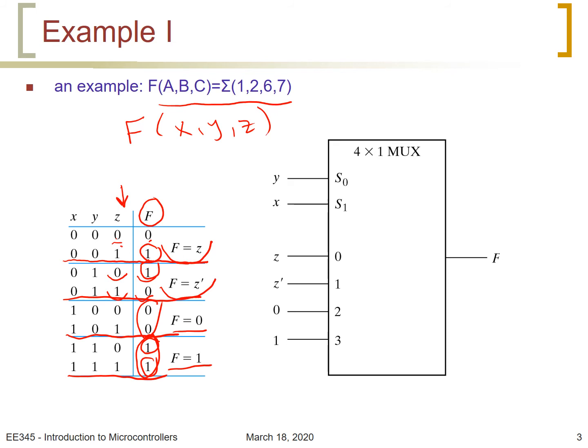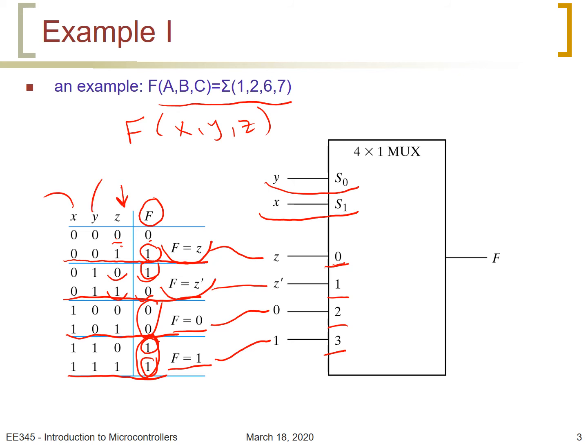Now, to implement the function, all we need to do is to draw a multiplexer, and for the inputs 0, 1, 2, 3, we input z at the input 0, and z prime at the input 1, and 0 at the input 2, and 1 at the input 3. These are the data inputs, and for the selection variables, x will be selection 1, y will be selection 0, where x is the most significant, as we can see here, and y is the least significant.